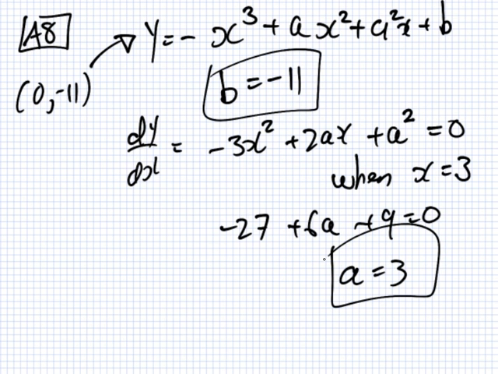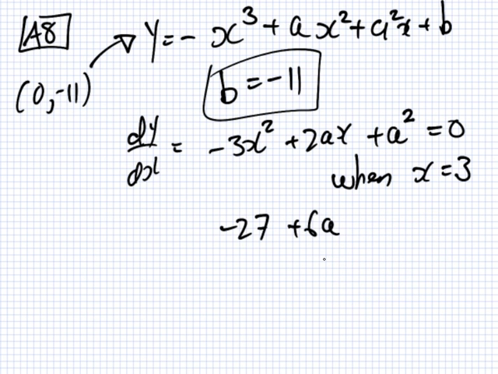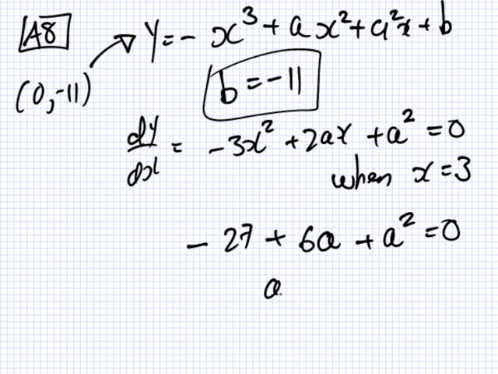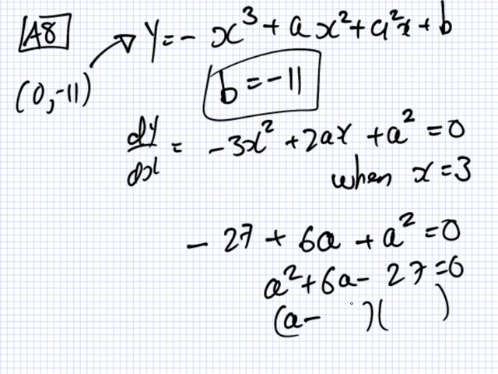Two possible values for a. But I don't have a quadratic, do I? You didn't put in 9, like a squared. Minus 27, plus 6a, plus a squared equals 0. Yeah, a squared plus 6a minus 27 equals 0. What's it going to be? 3 and 9? Yeah, 3 and minus 9. Plus 9 minus 3. Yeah. So a equals 3 or minus 9. Okay.